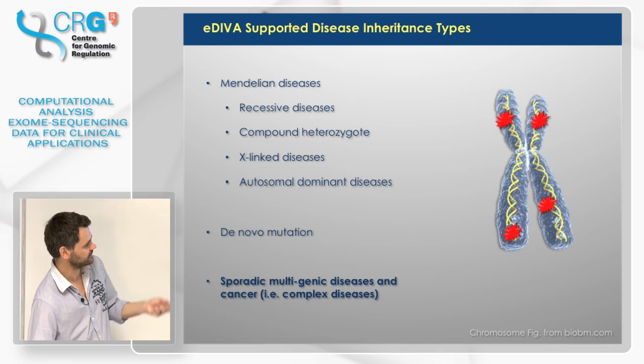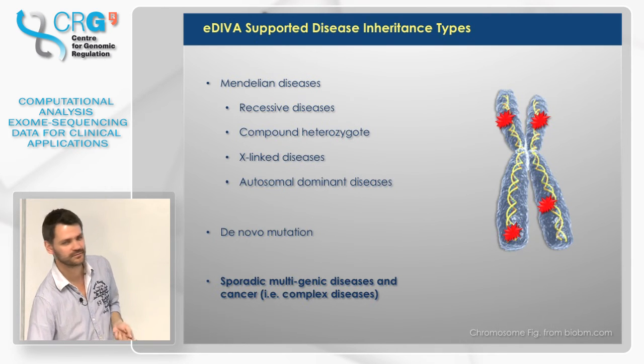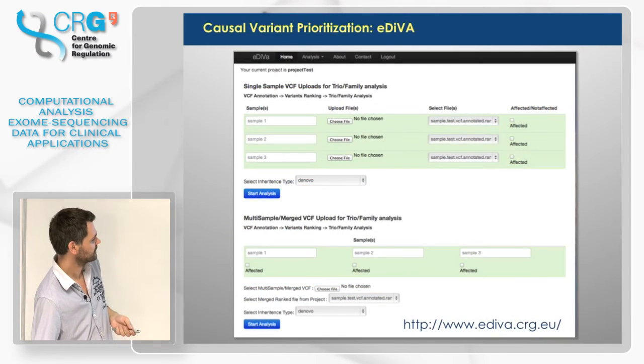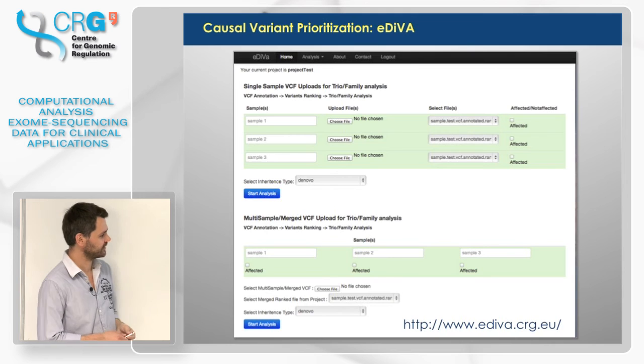So the cancer risk falls into kind of this category. But some cancer risks, like breast cancer, BRCA1, fall into the Mendelian diseases, so the rare ones. Okay, so which tools do we have for prioritization?